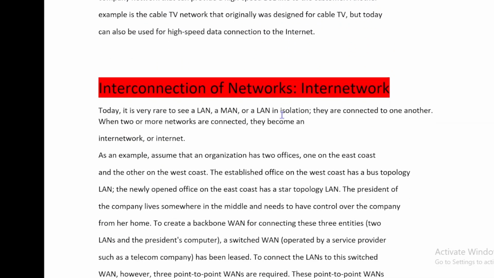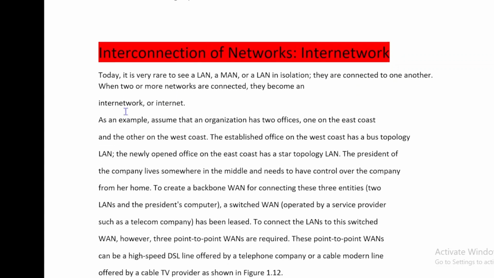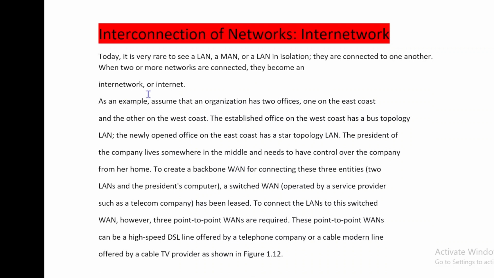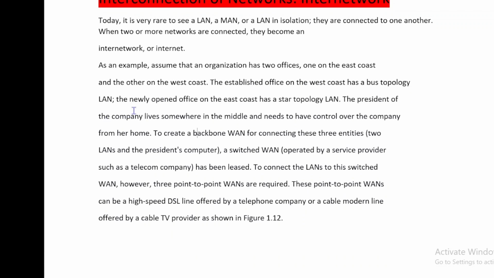Interconnection of networks. Internetwork today. It is very rare to see a LAN, a MAN, or a WAN in isolation. They are connected to one another. When two or more networks are connected, they become an internetwork, or internet. As an example, assume that an organization has two offices, one on the East Coast and the other on the West Coast. The established office on the West Coast has a bus topology LAN. The newly opened office on the East Coast has a star topology LAN.